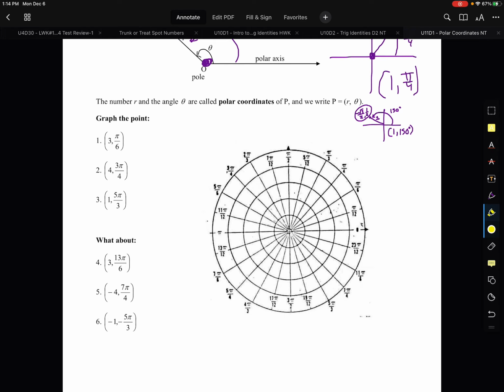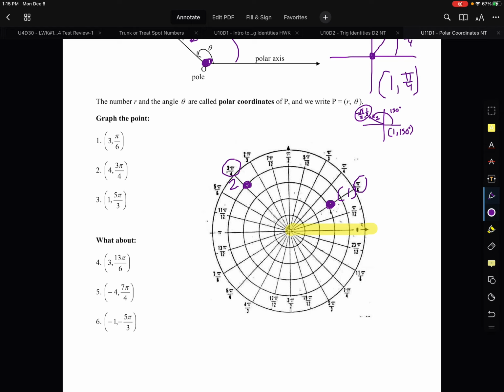So we are always rotating starting at our 0 degree, our polar axis. So if we're graphing 3, comma, pi over 6, we go to our pi over 6 and we go 3 units from our origin. So right there, that is point 1, 3, comma, pi over 6. All right, 3 pi over 4. So we're over here. We're 4 units away. 1, 2, 3, 4. That's our point 2.